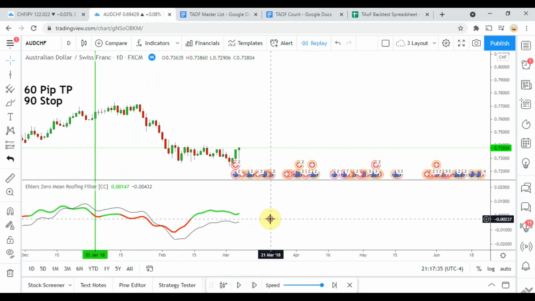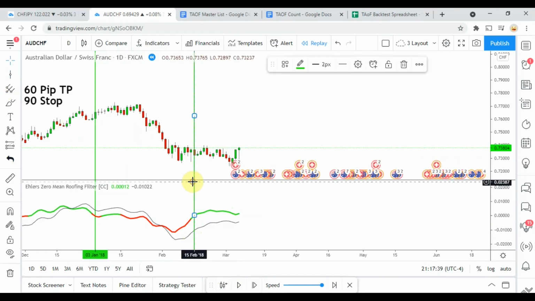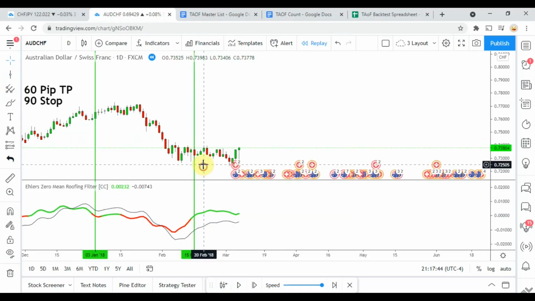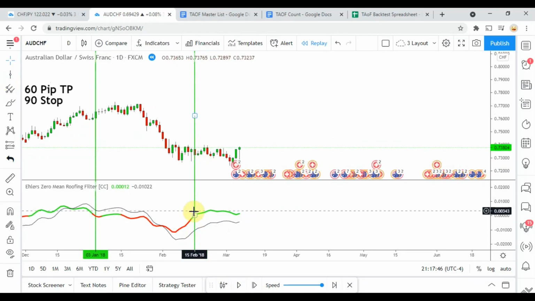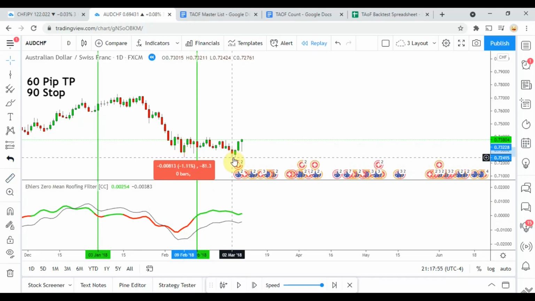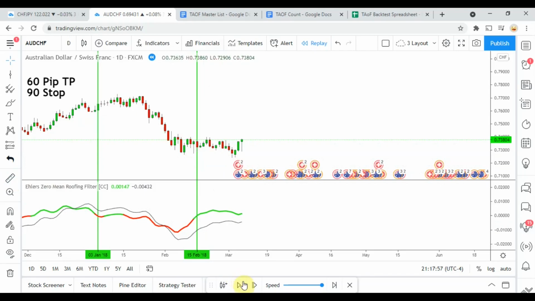In this instance, we are looking for a long right here on that candle is when we get the long signal. We are above the signal. The mean, the zero mean goes green. Looks like we get a pullback here, and once again right at about 81 pips there.